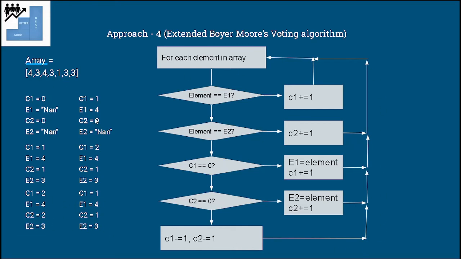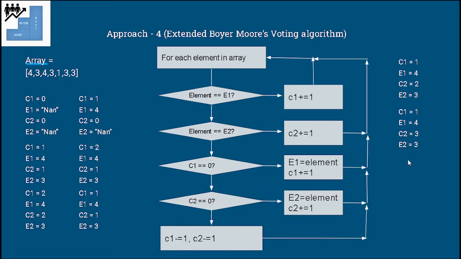and the control goes to the next element, which is 3. 3 is equal to E2, and C2 would get incremented by 1. And then again it is 3, so you can guess it, right? C2 will become 3 now. So the two most frequently occurring elements come out to be 3 and 4, and that you can verify with your bare eyes also.